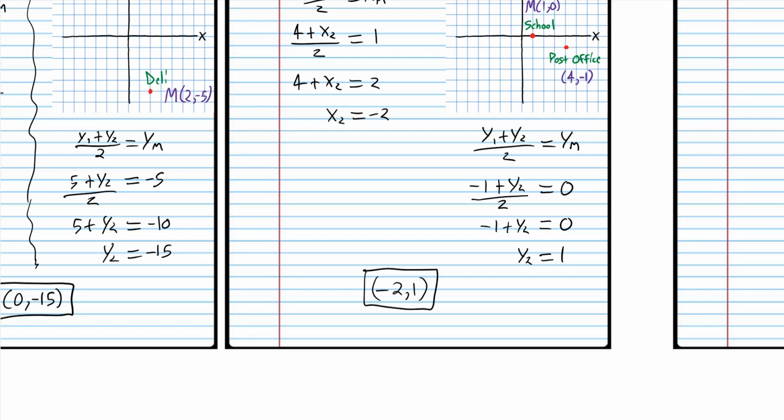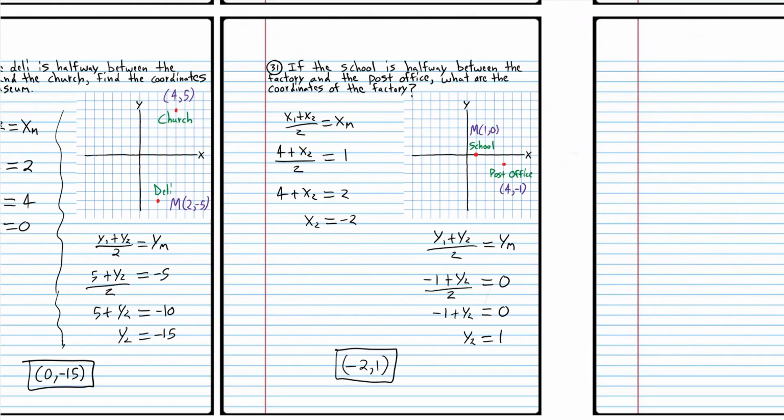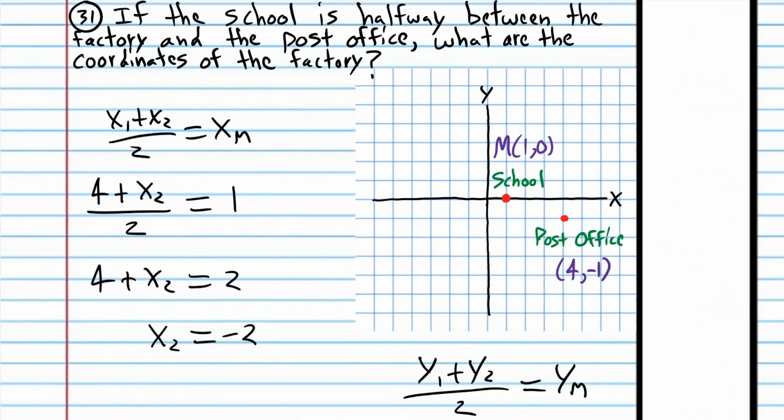That is the coordinate of the factory. Let's see if that makes sense. Negative 2, 1. So it should be right there. Does that make sense? Yep, it looks like it makes sense. So that's a good way to check your answer. All right, so if you got those answers, good job.